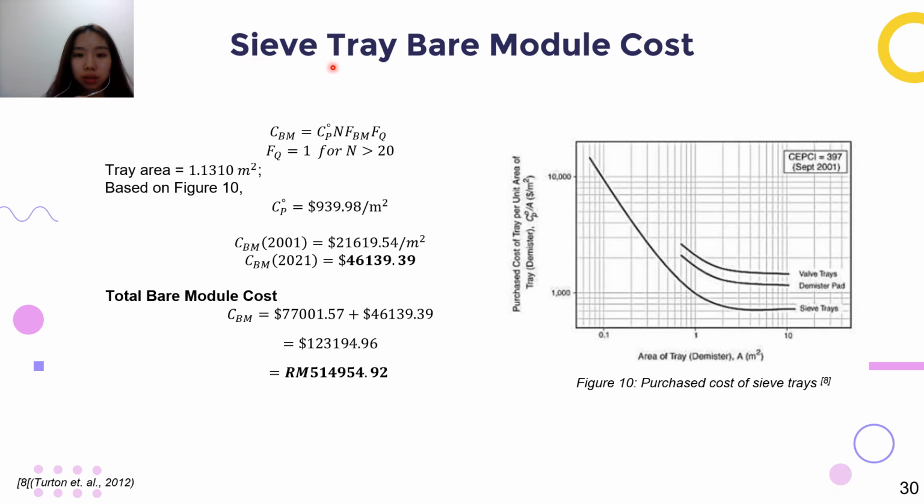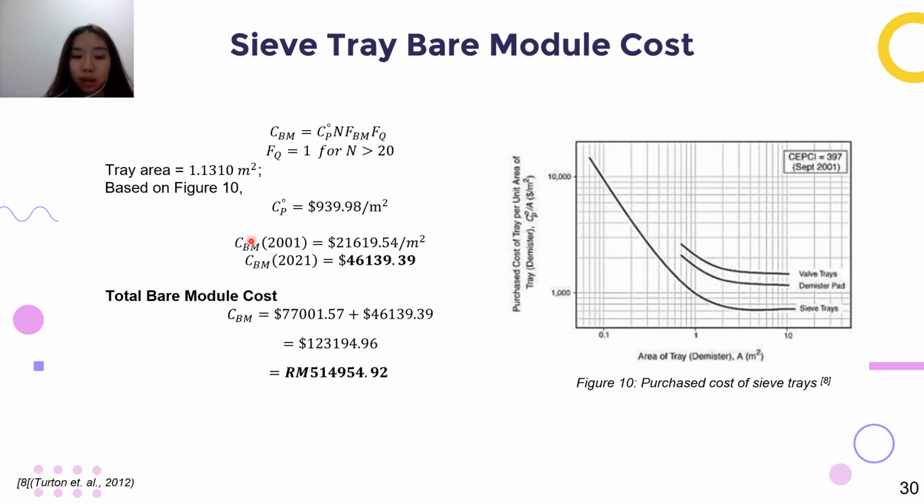Next, to determine the sieve tray bare module cost, the formula given is used. And from the formula given, we have to determine the FQ value, which is determined at 1 for number of trays more than 20, which in our case is 23 trays. To use this formula, we have to determine the tray area, which is approximately 1.1310 meters squared. And based on our figure at the right side of the slide, it shows that we need a purchase cost of tray at around $940 per meter squared.